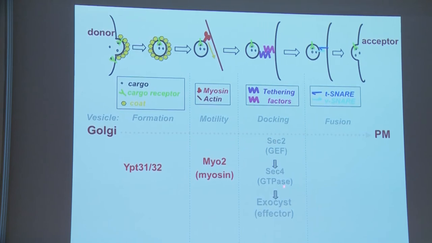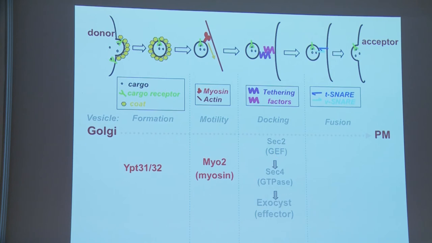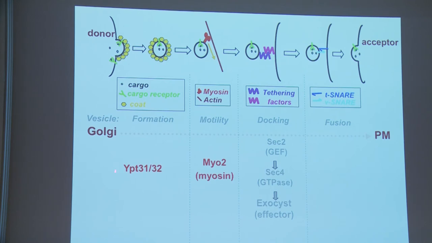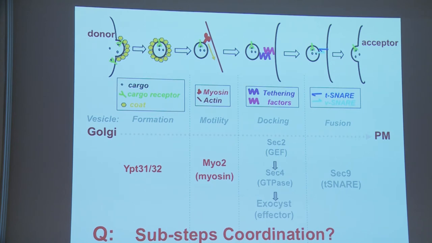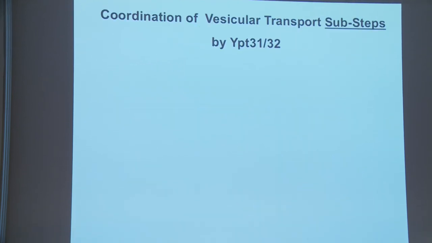And actually, we also knew that there is a GEF, and this is another example of two YPTs that are needed for one transport step, the same way that you asked Bruno before, Rab6 and maybe Rab8. This is YPT31/32 and Sec4. This is important just for the beginning, to bring Sec4, and then Sec4 takes it from there. And we also knew the SNAREs. Here's an example, Sec9 is a t-SNARE that is involved at the end. But we didn't know if there is any coordination between the substeps, okay?